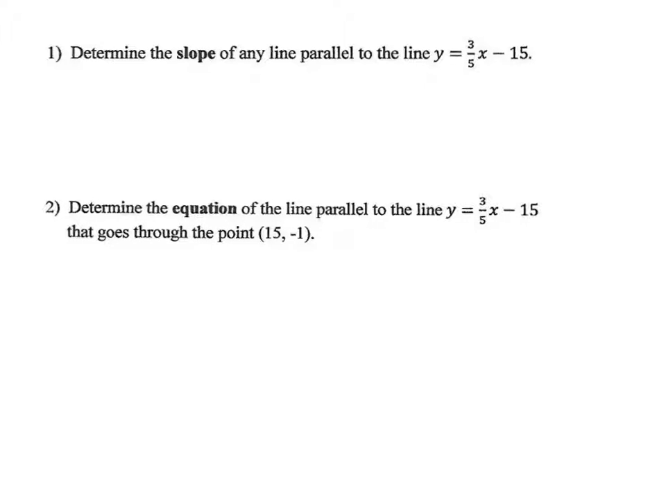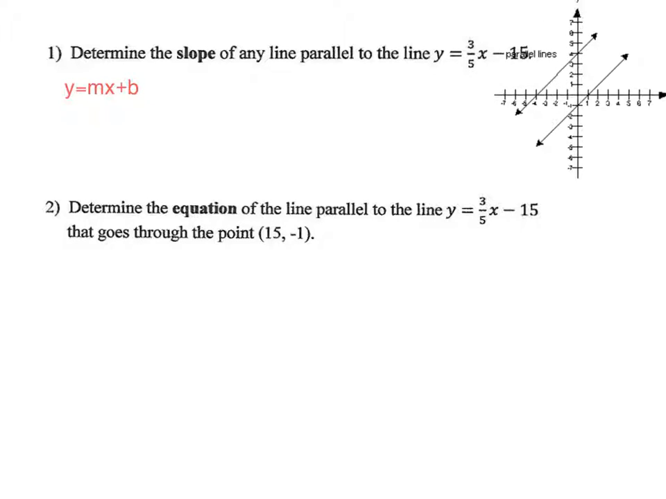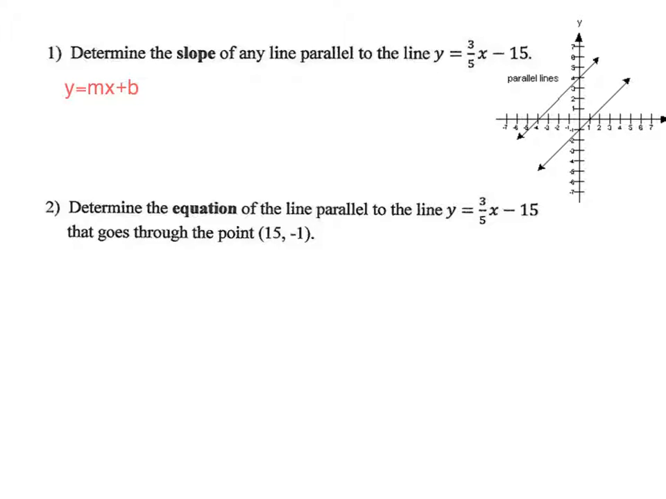One, we need to be able to look at that equation and recognize what the slope is. So again, that equation is in what we call slope-intercept form, where m, the coefficient of x, represents the slope, and b, the constant, will represent the y-intercept. The other thing we need to keep in mind is that parallel lines have the same slope. So that actually makes this first question pretty easy.